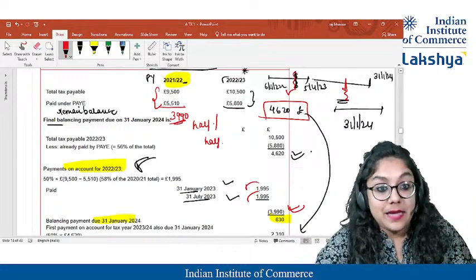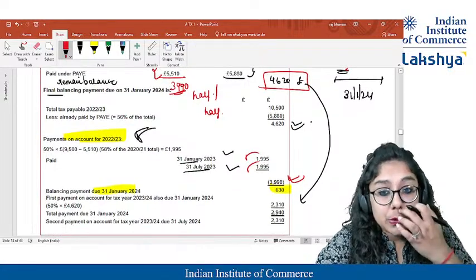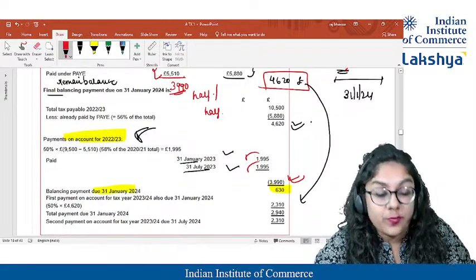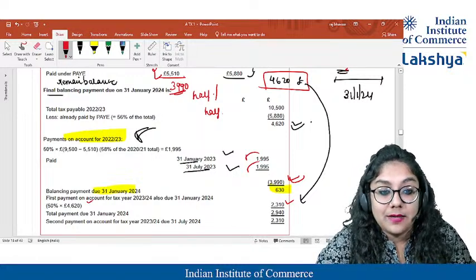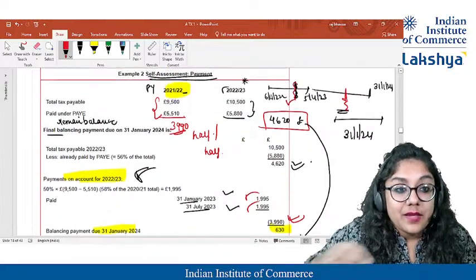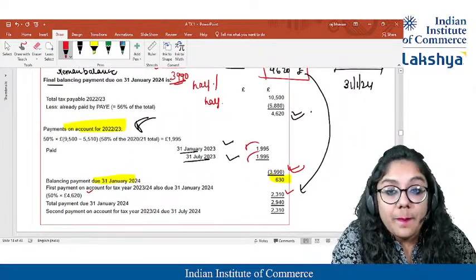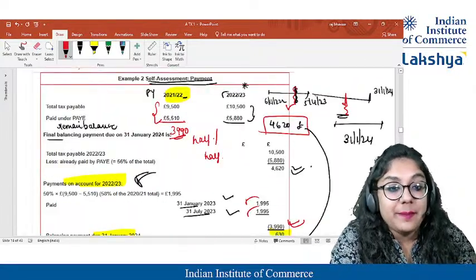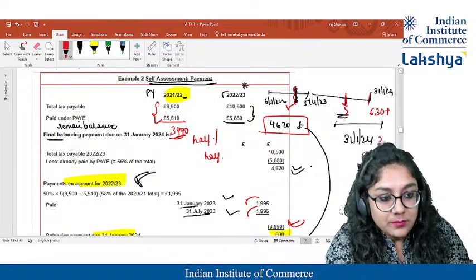Understanding it? Yes. Now I have to make the payments, right? So the first payment, how much will I make? The first payment I will make of the difference, that is 4620 into 50%. It comes to 2310. Along with that, guys, some portion was remaining on this date, 630. So 630 I will pay over here. On this date I will pay 630 plus 2310.